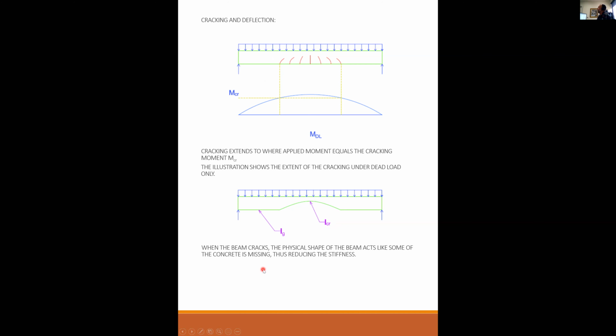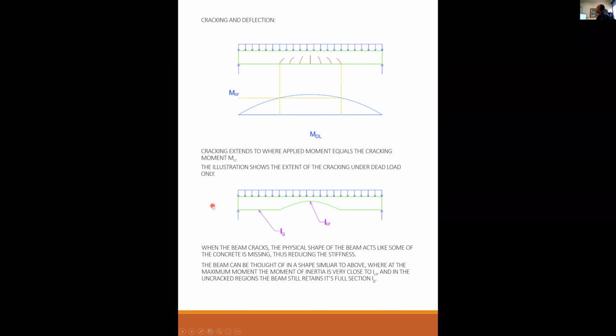Okay, so when the beam cracks, the physical shape of the beam acts like some of the concrete is missing, thus reducing the stiffness. I'm not saying the beam actually looks like this. I'm just saying that from a section property point of view, it kind of acts like this.